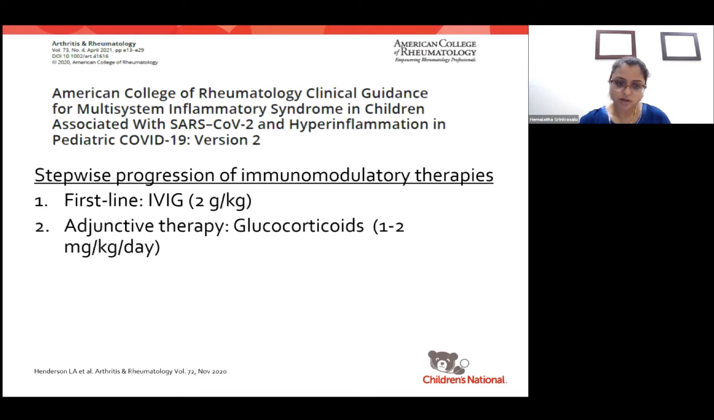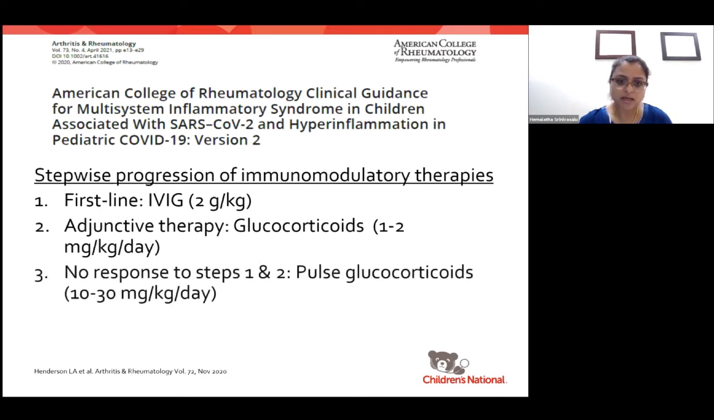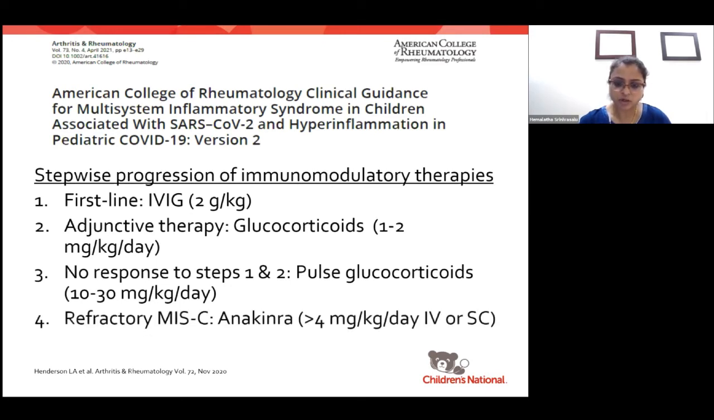Glucocorticoids at a dose of 1 to 2 milligrams per kilo per day is recommended as an adjunctive treatment. And in patients who have suboptimal response to these steps, the next step is pulse dose steroids, which is 10 to 30 milligrams per kilo per day. High dose anakinra, defined as more than 4 milligrams per kilo per day, either IV or subcutaneously, is reserved for refractory MIS-C patients. They recommend immunomodulation to be weaned slowly over 2 to 3 weeks to prevent rebound phenomena.